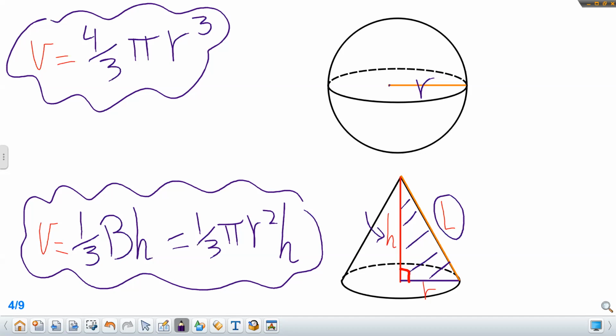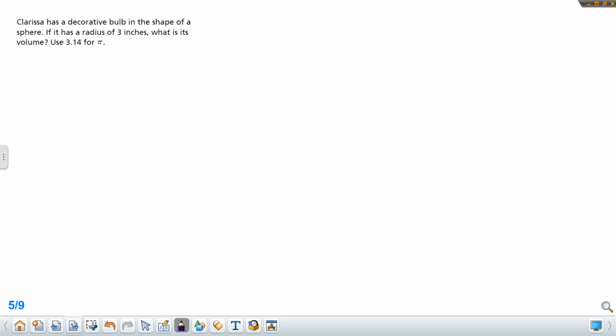Okay, let's go to some exercises on it. Number 1. Classera has a decorative bulb in the shape of a sphere. Okay, so you have a sphere. If it has a radius of 3 inches, what is the volume? And take pi equal to 3.14.